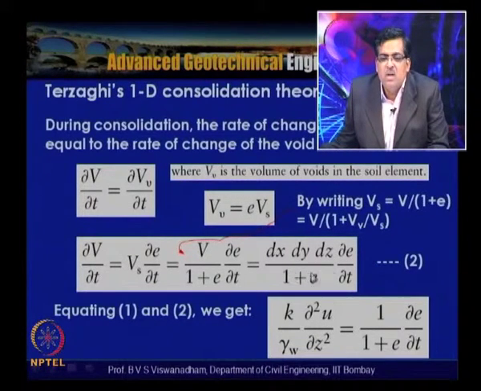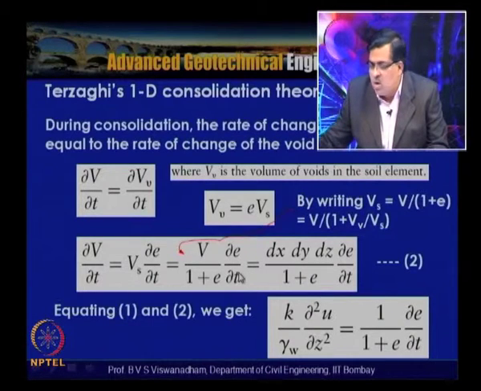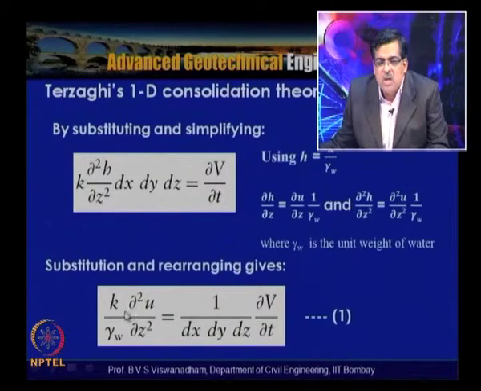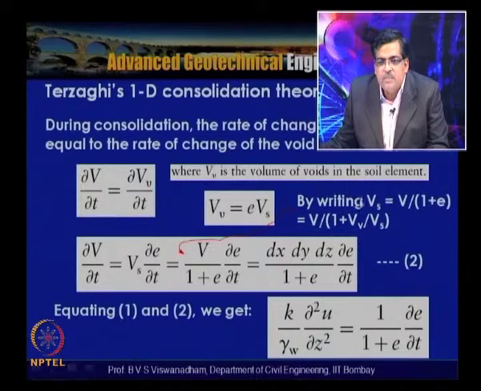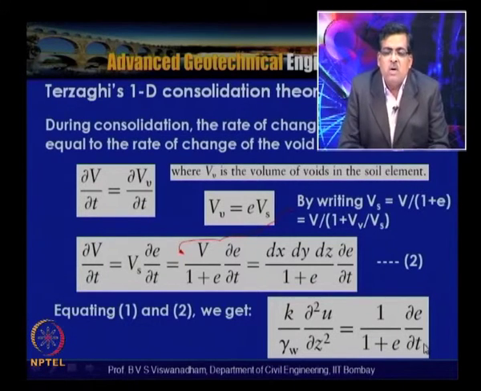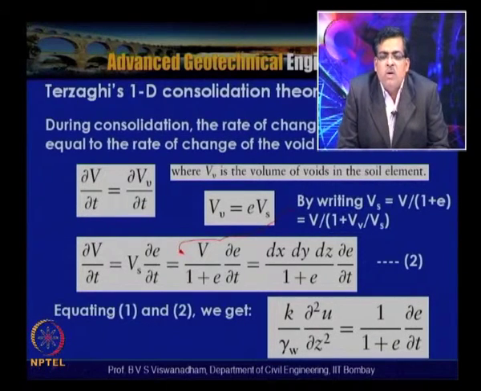Now equating this equation 2 with 1, that is k by gamma w ∂²u by ∂z² with this one, the dx dy dz will get cancelled, and what we will have is k by gamma w into ∂²u by ∂z² is equal to 1 by 1 plus e into ∂e by ∂t. So by equating 1 and 2, we have got k by gamma w into ∂²u by ∂z² is equal to 1 by 1 plus e into ∂e by ∂t.